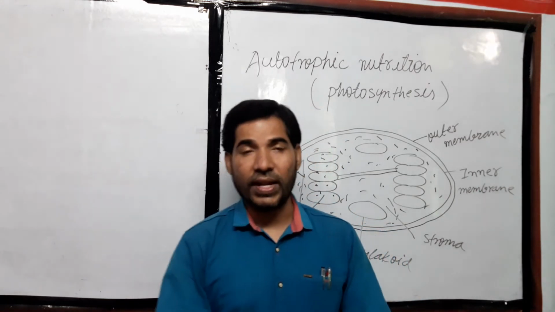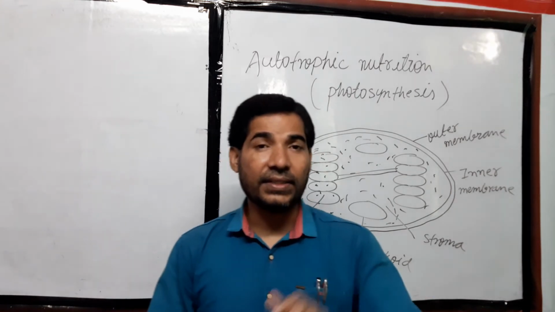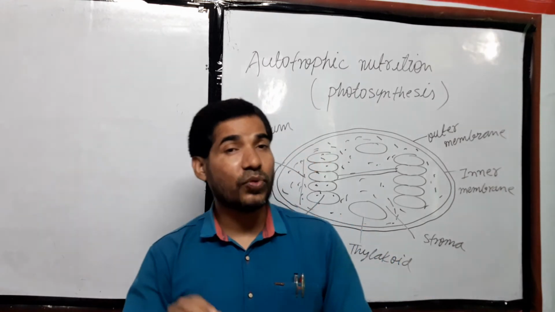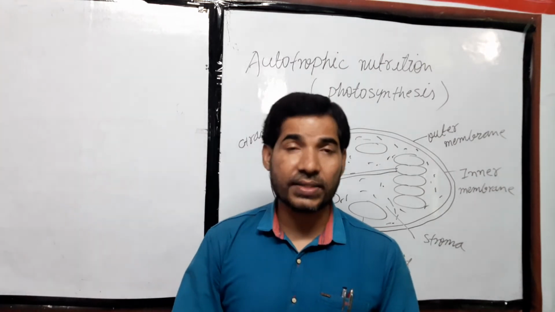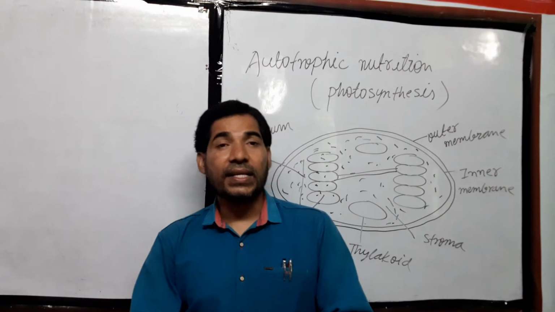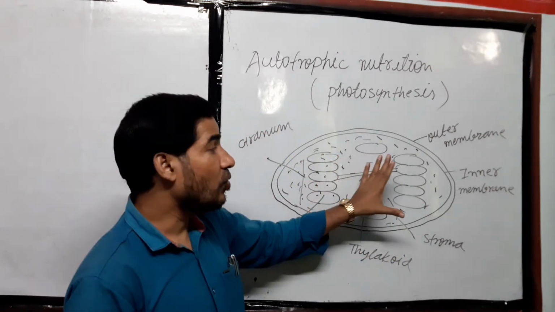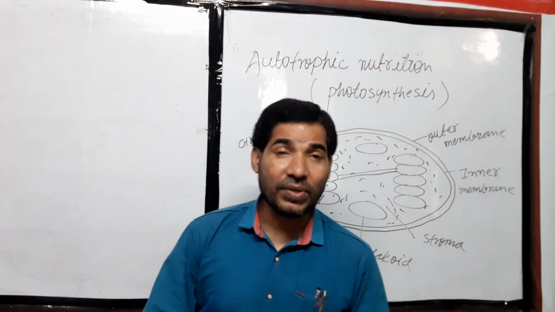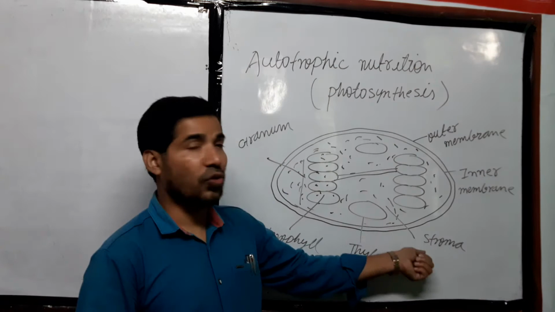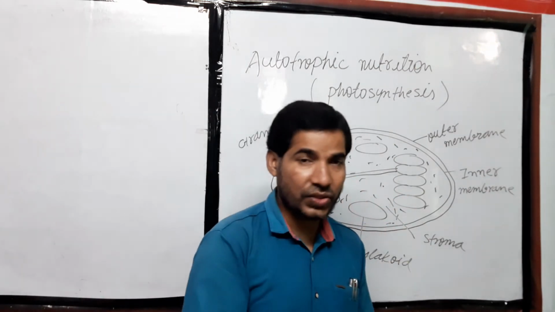Now, the second difference. For the process of light reaction, light is needed, whereas for the process of dark reaction, there is no need of light. Third difference: light reaction is completed in the granum of the chloroplast, whereas dark reaction is completed in the stroma of the chloroplast. You are seeing here, I have drawn a rough diagram of a chloroplast.